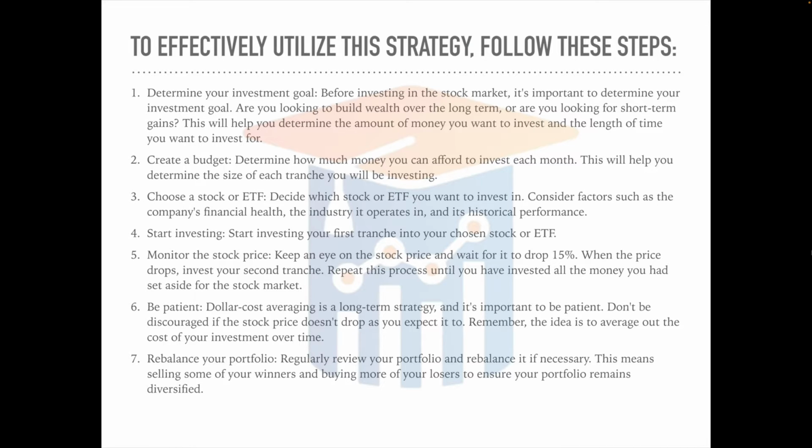Number 4, start investing. Start investing your first tranche into your chosen stock or ETF. Self-explanatory. Number 5, monitor the stock price. Keep an eye on the stock price and wait for it to drop 15%. When the price drops, invest your second tranche. Repeat this process until you have invested all the money you had set aside for the stock market.